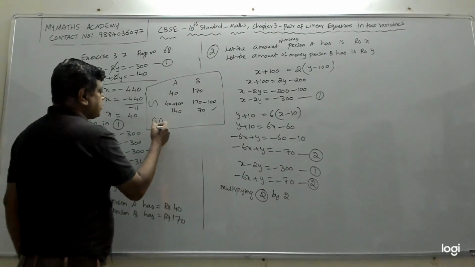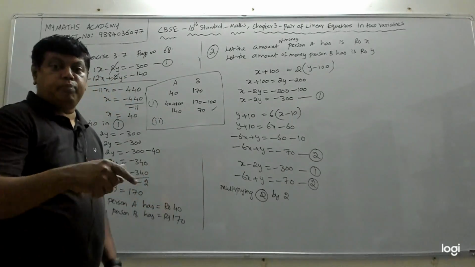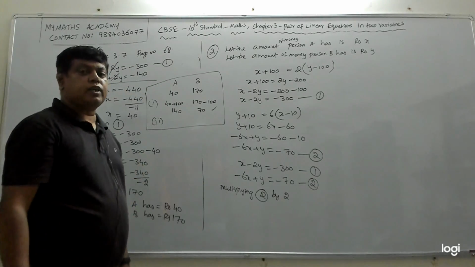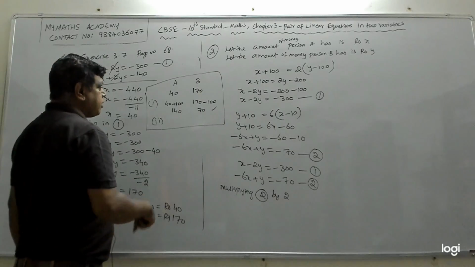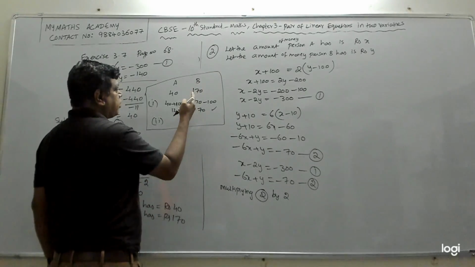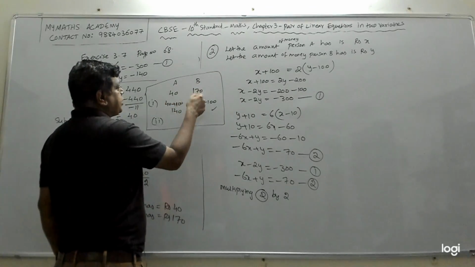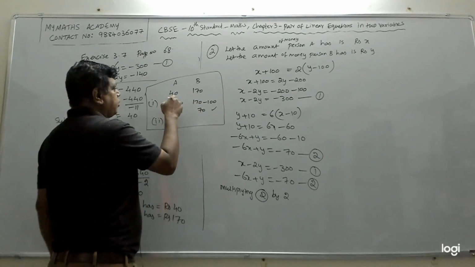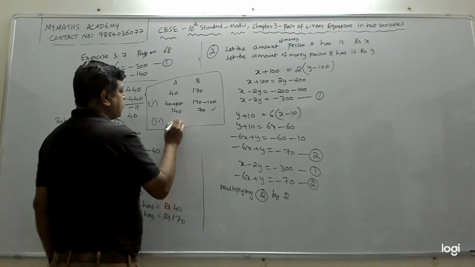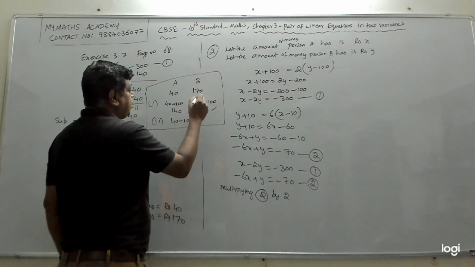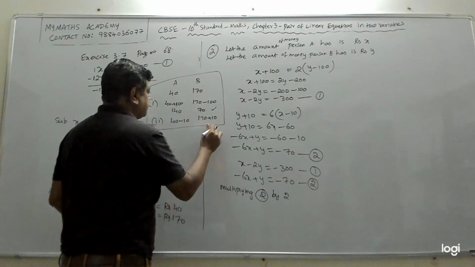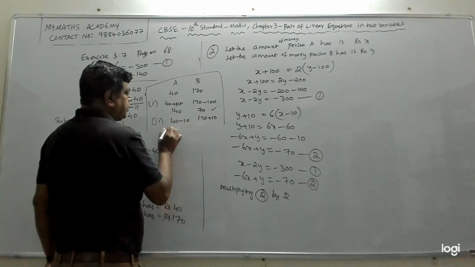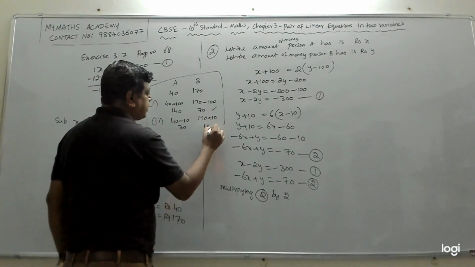That's not a problem. Second case, person B says, you give me 10 rupees, I will be 6 times as rich as you. So suppose now, if A gives 10 rupees to B, B will be 6 times as rich as A. If A gives 10 rupees to B, then A will have how much? 40 minus 10. B will have how much? 170 plus 10. Because A has given 10 rupees to B. Now how much money A will have? 30. How much money B will have? 180.